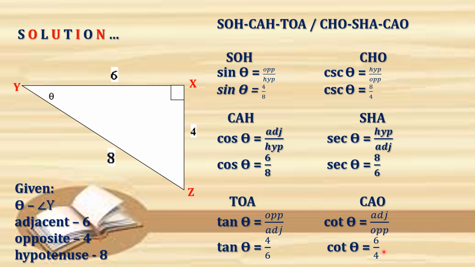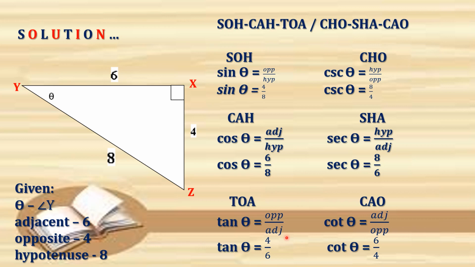So where did I get the So-Ka-Toa and the Cho-Sha-Cow? So-Ka-Toa, meaning to say S stands for sine, O stands for opposite, H stands for hypotenuse. Ka stands for cosine, A stands for adjacent, H stands for hypotenuse. And Toa, that is the tangent, O stands for opposite, A stands for adjacent.